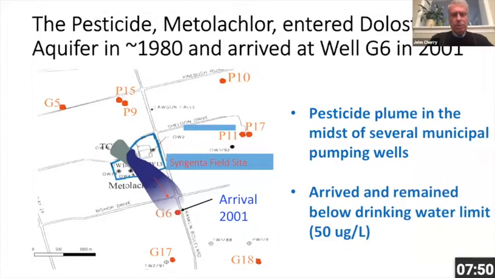This shows the plume that got going, presumably when the plant opened in 1980. Contaminants didn't arrive in the nearest well, G6, until 2001. But what was really fortunate was that when they did arrive, it was at a microgram per liter. The drinking water limit is 50. So the arrival and all following concentrations were well below the drinking water limit. So in essence, this plume is there, occupying part of the aquifer, but it's not doing harm. Next slide, please.